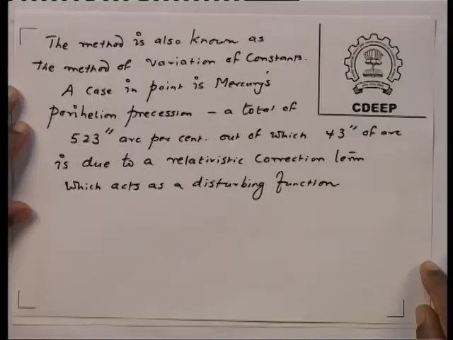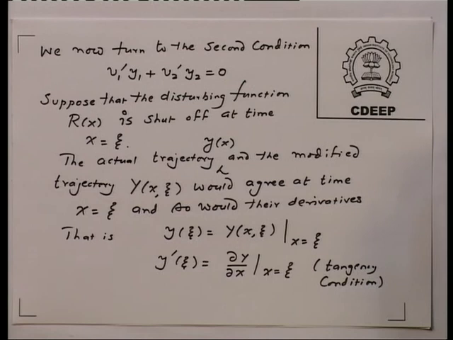The second ansatz, v1 prime y1 plus v2 prime y2 equal to 0, that is another story. Let us turn to that now. I already talked about Mercury's perihelion precession. Now, let us turn to the second condition, v1 prime y1 plus v2 prime y2 equal to 0.